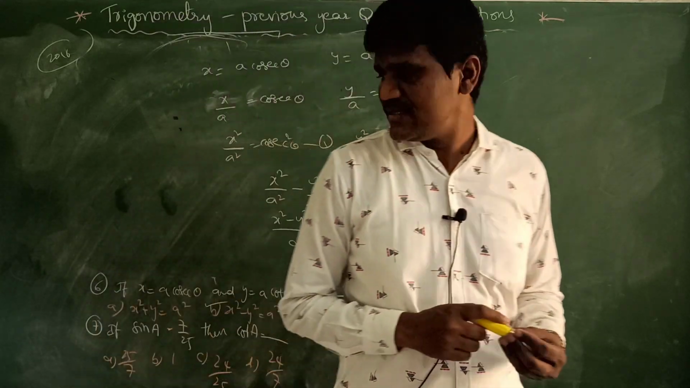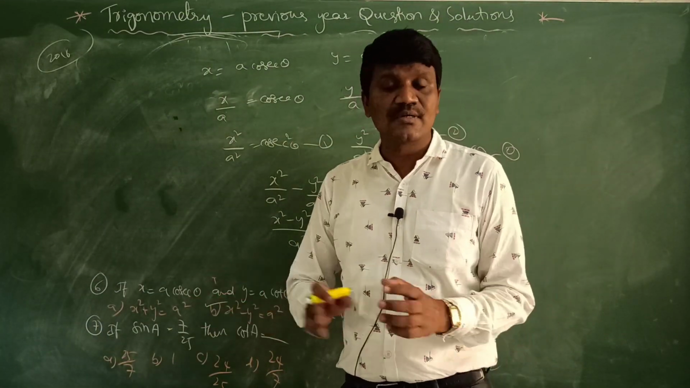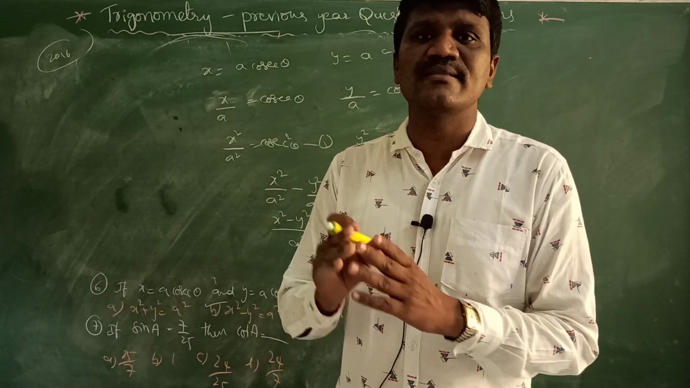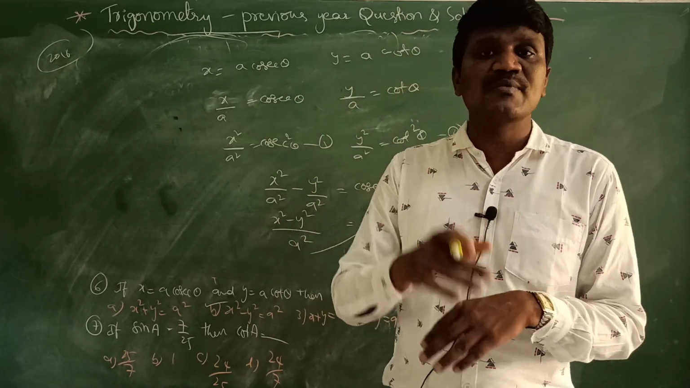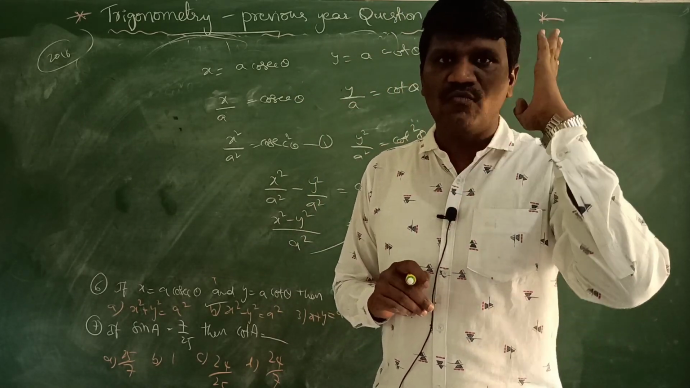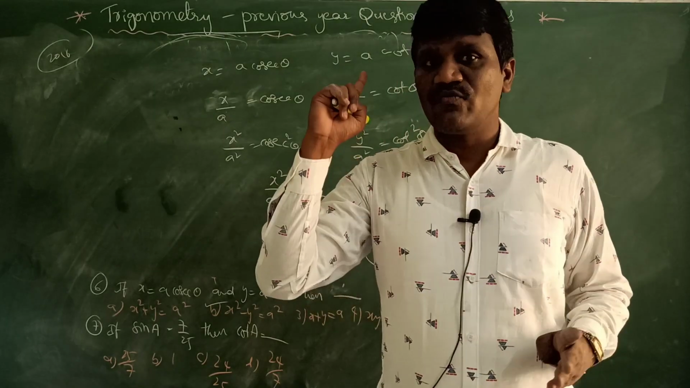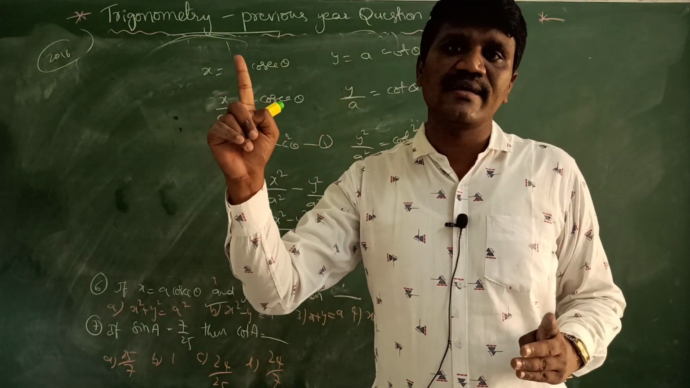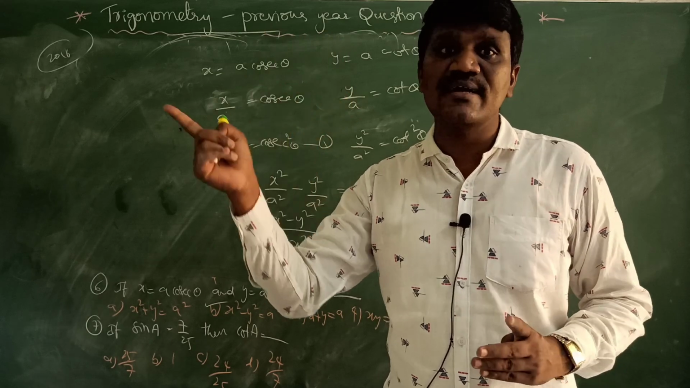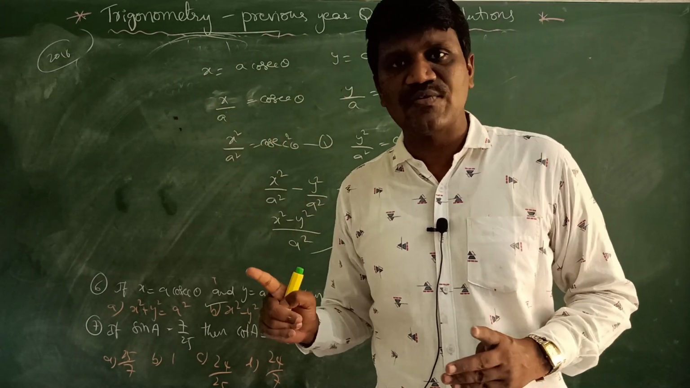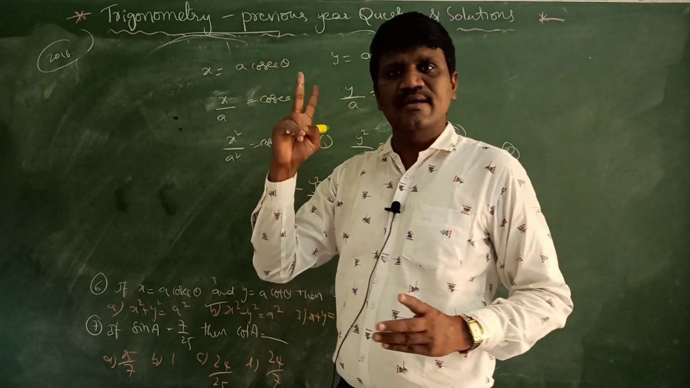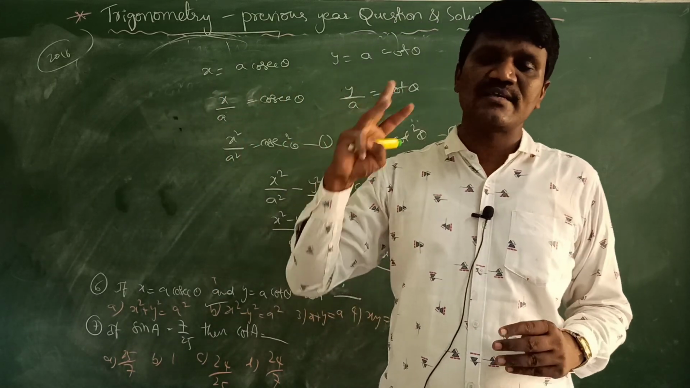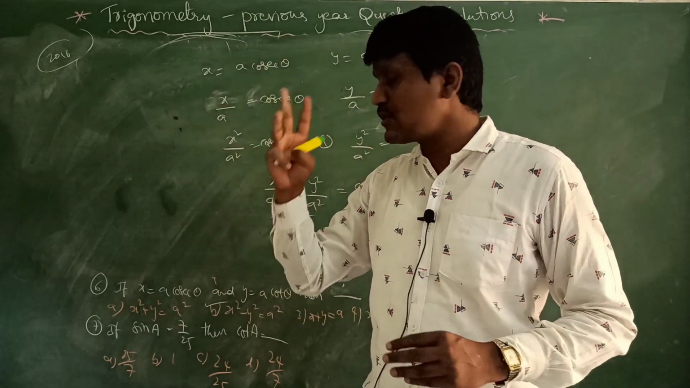X square minus y square is equal to a square. So this is the problem based on eliminating theta. You should remember, 4 types of problems are coming. One is based on the first identity: you add the first 2 equations. If based on the second identity, subtract the 2 equations. If based on the third identity, subtract the 2 equations.